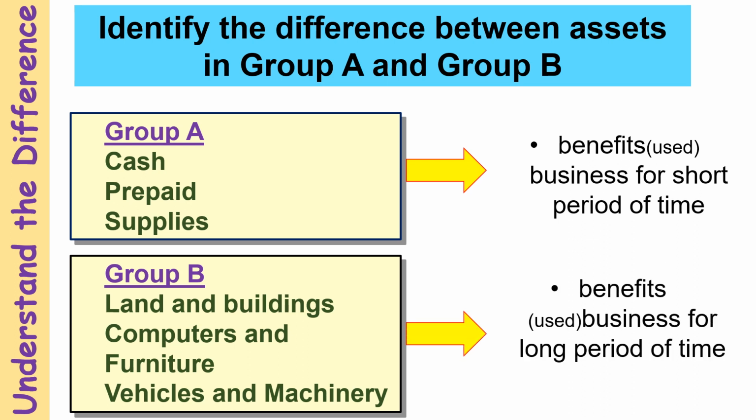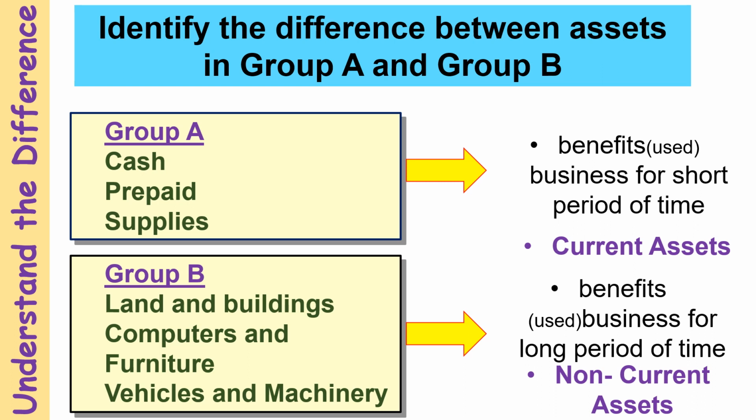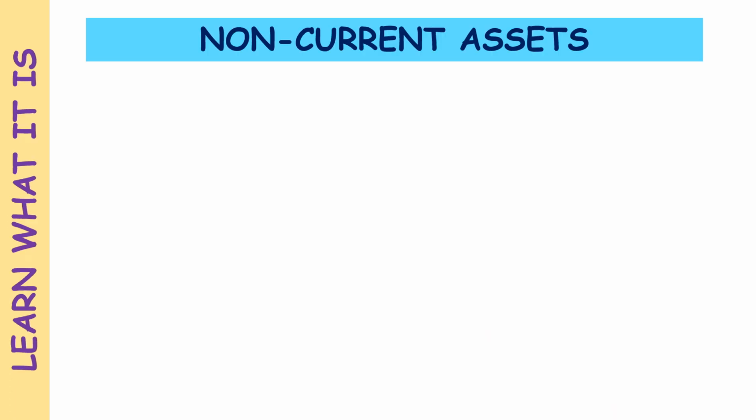Group B assets are used for a long period of time, that is many years. For example, a building is used by the business for a number of years. So the benefits from a building will be for a long period of time. If the benefits are for a short period of time, those assets are known as current assets. However, if the benefits are for a number of years, we call them non-current assets. So let's look into non-current assets more specifically.